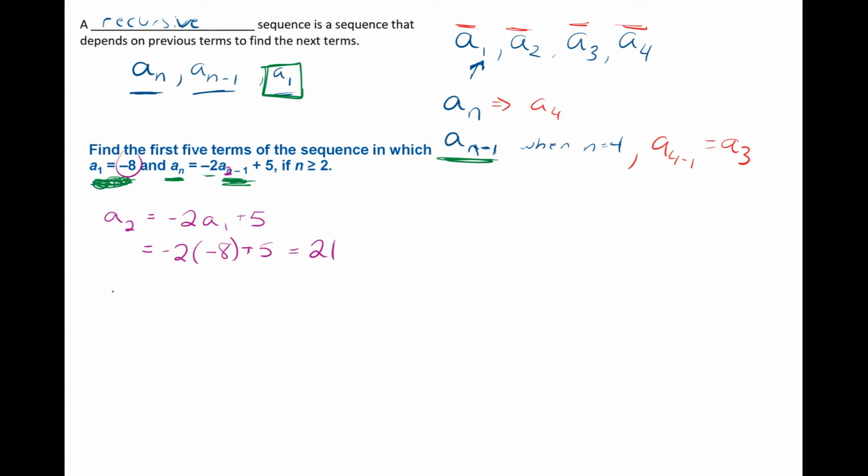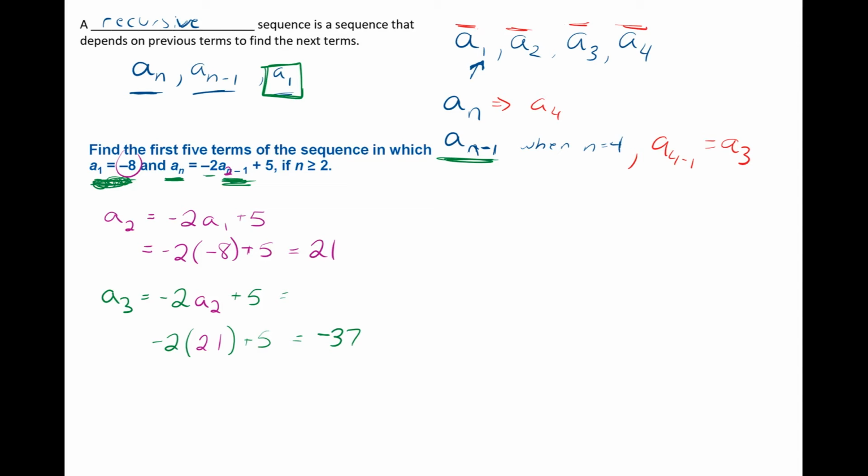Let's look at a sub 3. A sub 3 is going to be negative 2 times a sub 2, because that's the term before it, plus 5. It is equal to negative 2 times, well, what is a sub 2? 21, plus 5. So we get negative 42 plus 5, negative 37. That's our a sub 3.